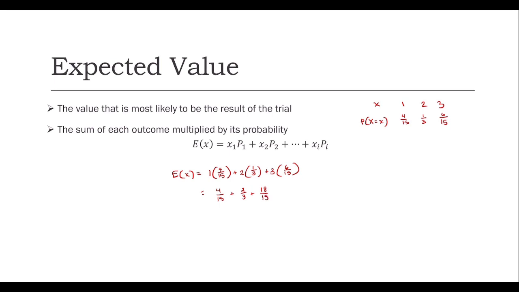We're going to want a common denominator, so we'll change the 2/3 to 15ths by multiplying it by 5/5. So we have 4/15 plus 10/15 plus 18/15, which equals 32/15, which is approximately 2.13. So our expected value in that trial would be 2.13 or 32/15.